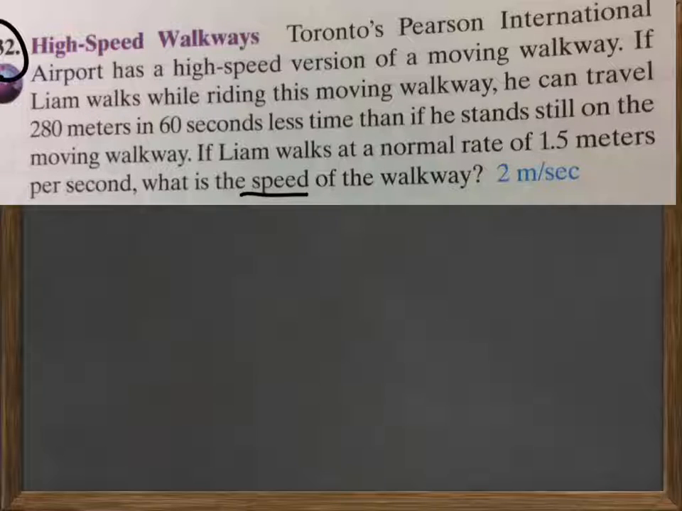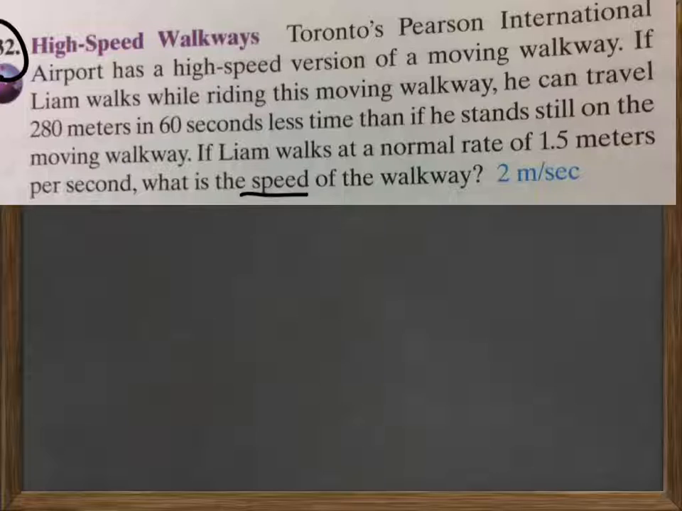So in this particular one, Liam, if he decides to walk while he's riding the moving walkway, is able to travel a distance of 280 meters in 60 seconds less time than if he chose to stand still. And we're also told that Liam walks at a rate of 1.5 meters per second. We want to find the speed of the walkway. Yes, I can see the answer, 2 meters per second, but let's work it out to see how we actually get there.